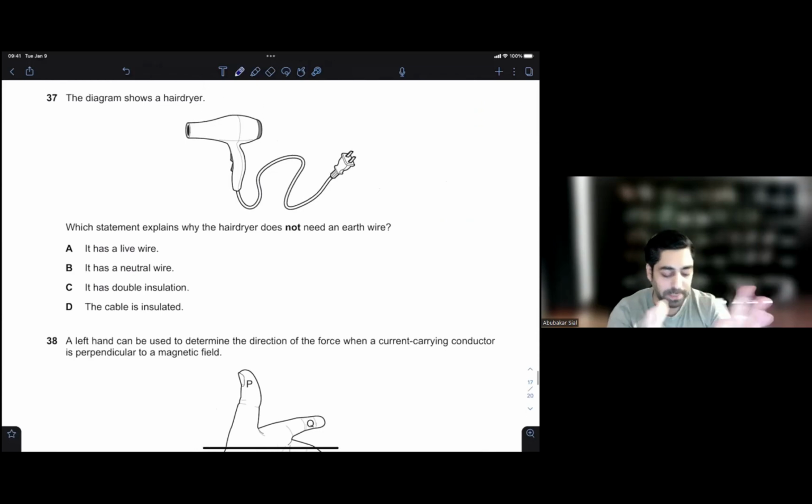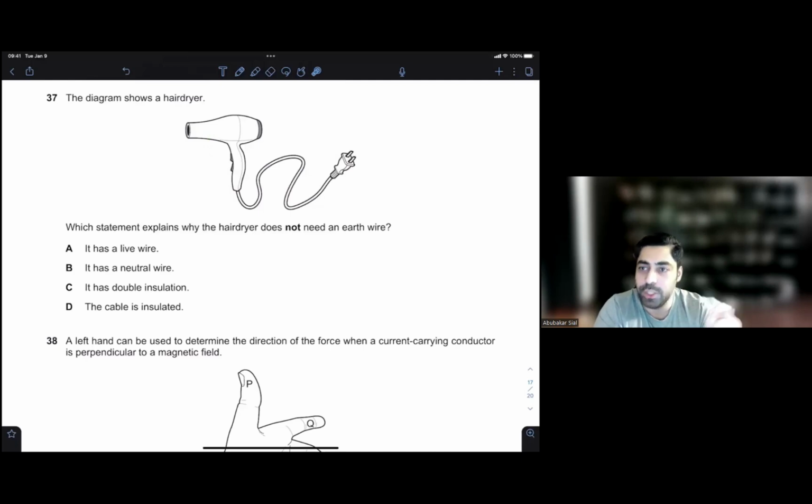37, which statement explains why the hairdryer does not need an earth wire? Now, I'll just quickly tell you the concept of an earth wire. It's to prevent electrocution. And why are we worried about that? Because if the live wire, the one that's carrying current to the appliance, is malfunctioning, and it touches the metal casing, hair dryers don't typically have metal casing for that reason. But when you do have metal casing and the live wire touches it, what's going to happen? The casing will become live. It will become charged. And when you touch the casing, it's going to electrocute you.